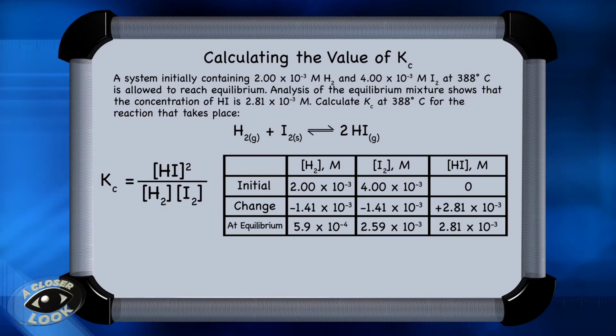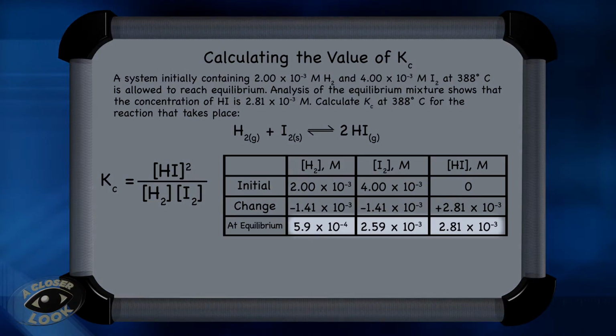But since both reactants have an understood 1 as coefficients, we just have hydrogen concentration times iodine concentration in the denominator. And remember, this is an equilibrium expression, so the only numbers that we can plug in here are those molar concentrations that are at equilibrium.